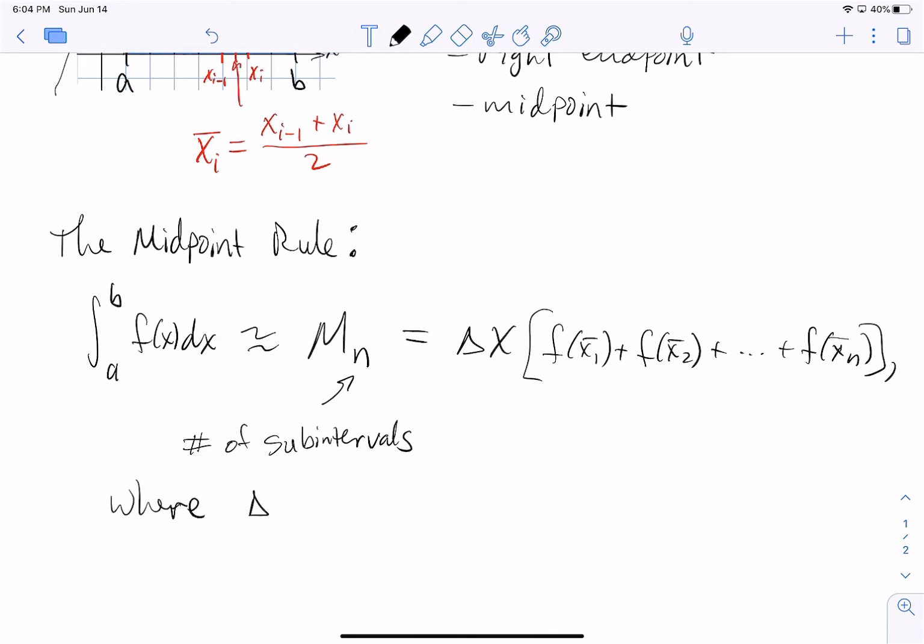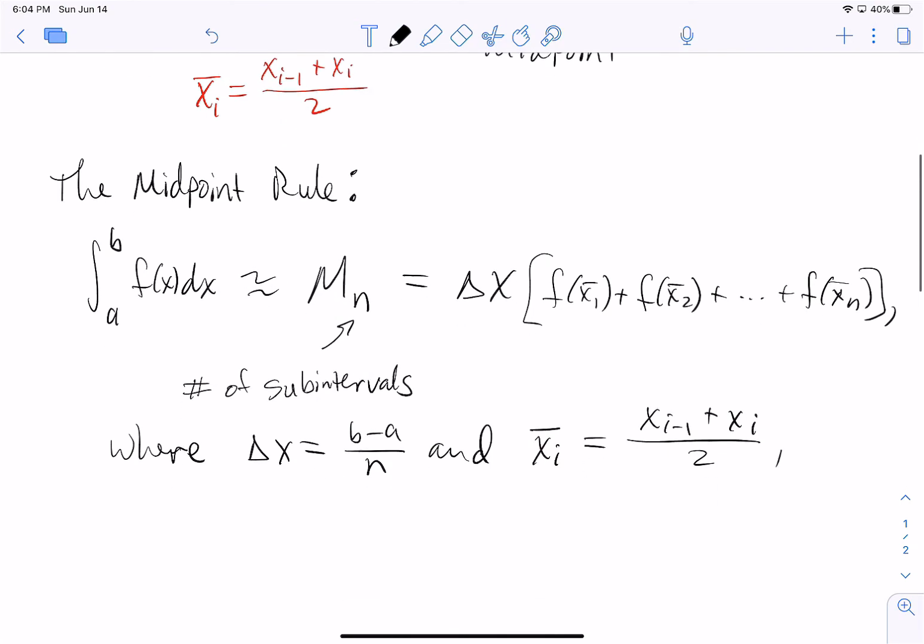where delta x is equal to b minus a over n, and x sub i bar is equal to x sub i minus 1 plus x sub i divided by 2, which is the midpoint of the ith subinterval, which is the closed interval from x sub i minus 1 to x sub i.